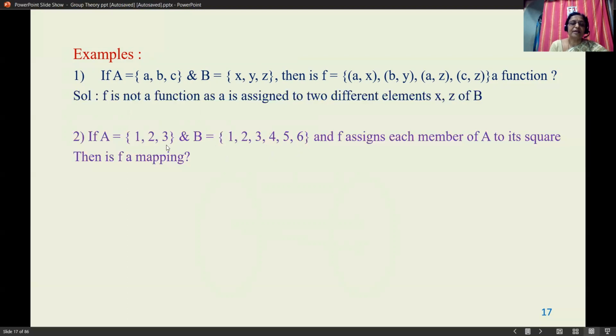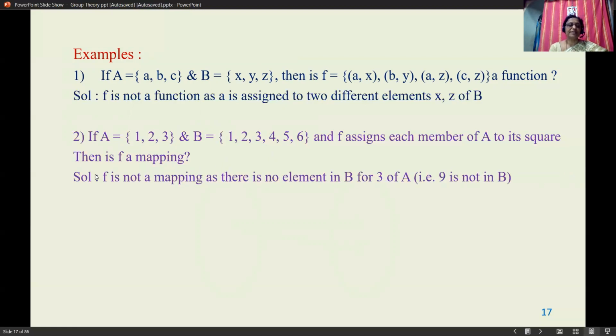And if every element of A is associated, then only F is a mapping, and therefore F is not a mapping. So what is the solution? F is not a mapping as there is no element in B for 3 of A. That is, 9 is not in B.